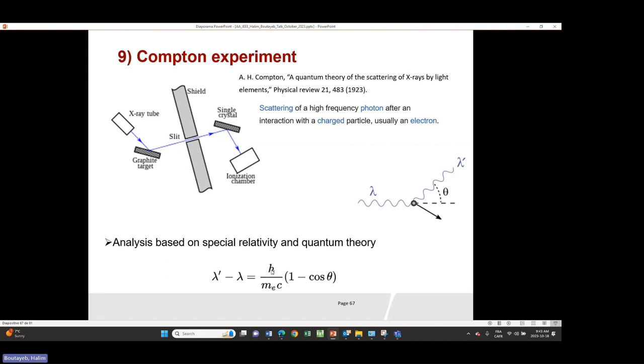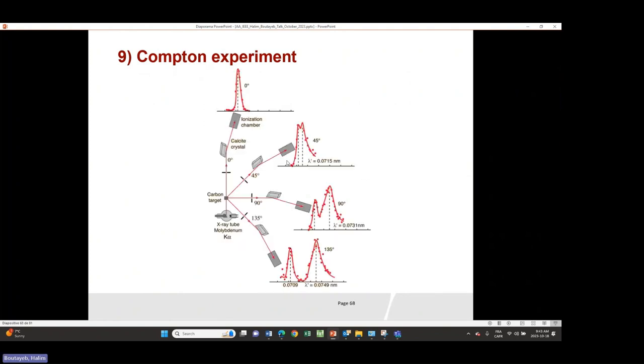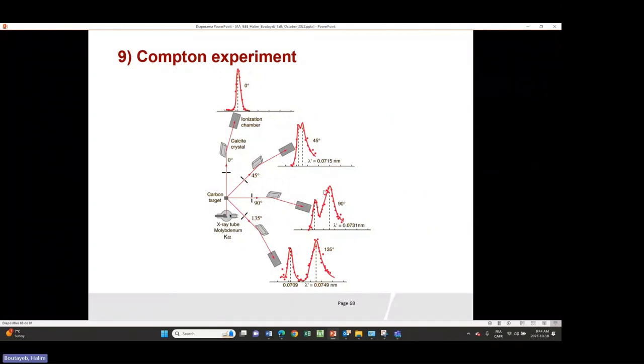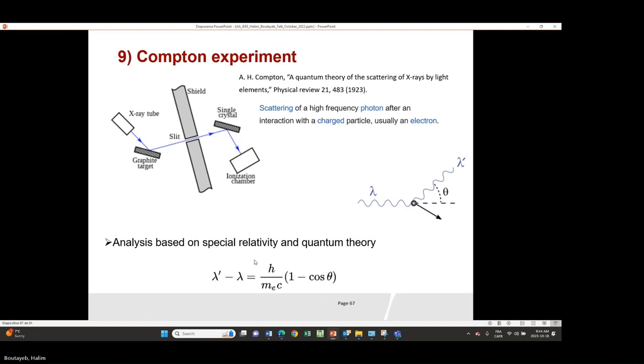H is the Planck constant, m_e is the mass of the electron, c is the speed of light, and theta is the angle, as you see here. This is the kind of result they got. They excite with an X-ray tube and a carbon target. By sending the X-ray, the free electron will move. Then looking at different angles, they got these curves, at 0 degrees, 45 degrees, etc. They have two peaks, and the distance between the two peaks is given by this formula.